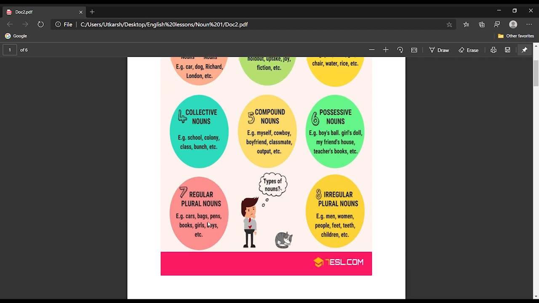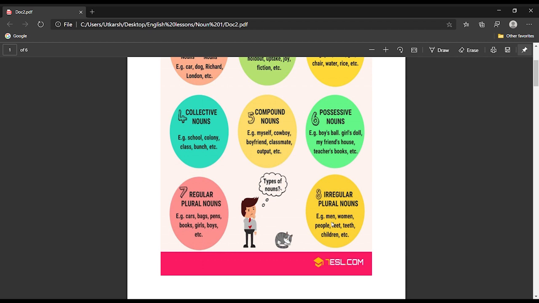Then next is the regular plural nouns. Example: cars, bags, pens, books, girls, boys, etc. These are plural nouns. And then you have some irregular plural nouns. For example, men, women, people, feet, teeth, children, etc. These are irregular, meaning there is no concrete one word in it.